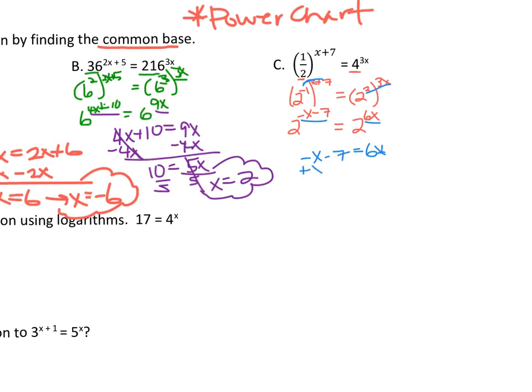Simple enough, let's move x to the other side, and we get negative 7 equals positive 7x. Divide both sides by 7, and x will equal negative 1. That's solving by finding a common base.